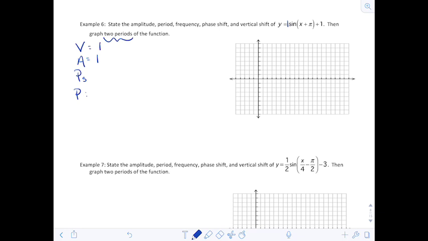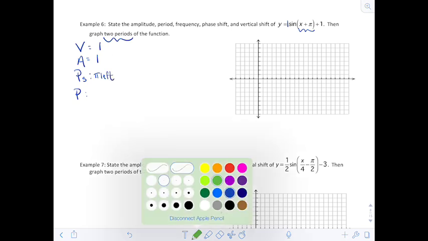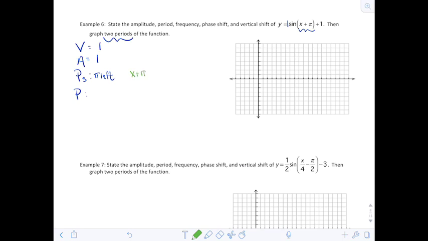So amplitude is 1. Now our phase shift, if you look at this, you can straight away see that that's going to be pi units to the left. So just to label phase shift, that would be pi left. But what I'm going to do is I'm going to look at x plus pi and set it equal to where sine originally starts at 0. And I'm also going to set it equal to where sine originally ends, 2 pi. And I'm going to solve for x in each. So I subtract pi. So x is negative pi, and x is just pi.